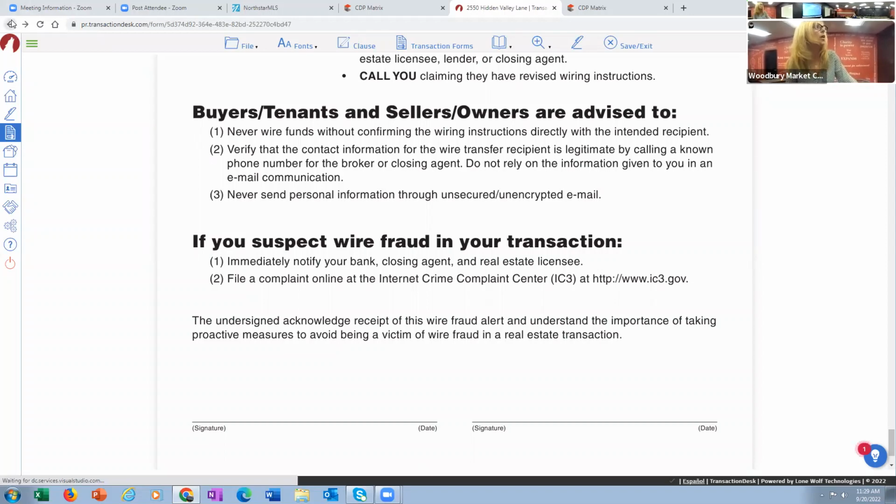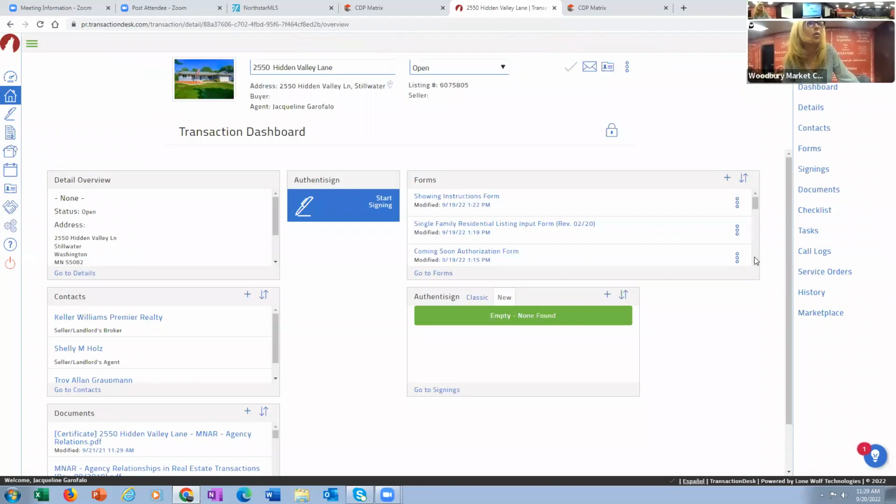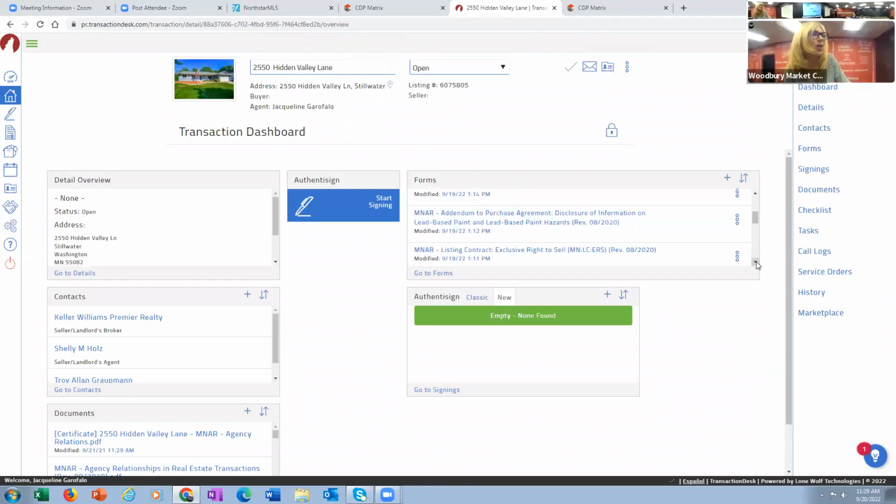Okay, so then, oh, the KW disclosures. Let's make sure. And again, you have that checklist to go through. And these are just the order I go in.